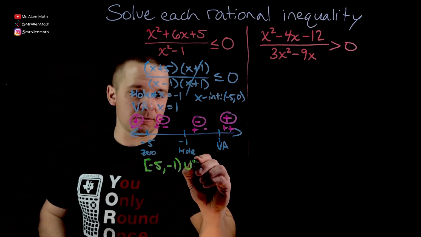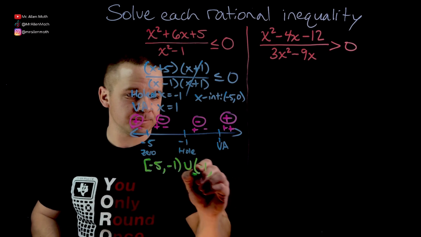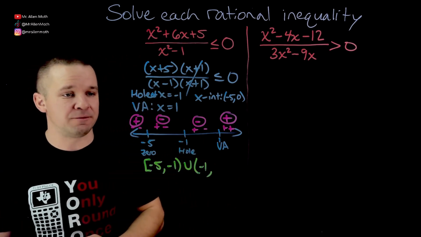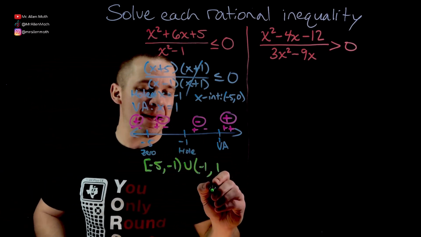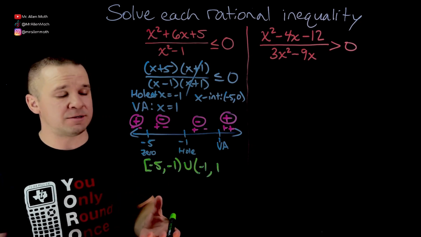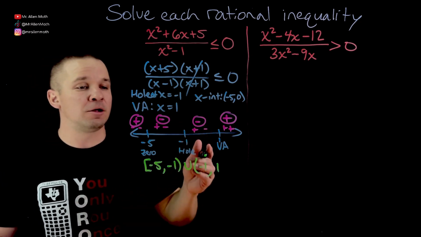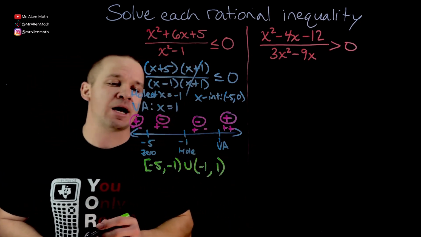Then we're going to pick right back up with that negative 1, and go to positive 1. Now, am I including that value or not? It's a vertical asymptote, which means I'm going to get infinitely closer to it, but never get to it. I am not including it.